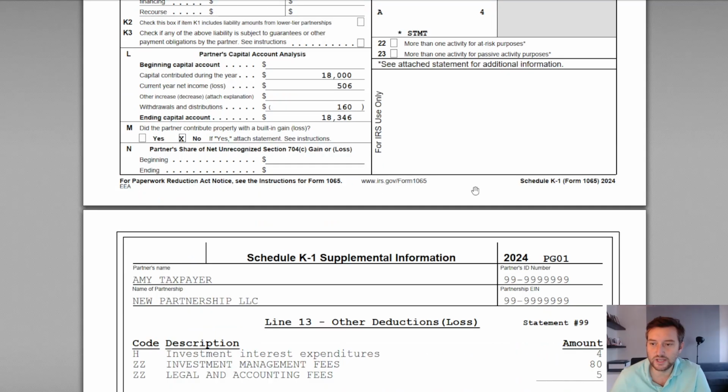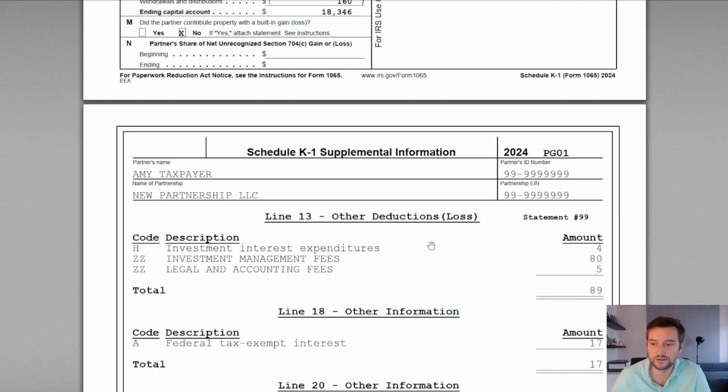So if we look at the statement here, line 13, other deductions, we can see a couple of entries. We've got a code 13H for investment interest expense, and code 13ZZ for investment management fees, legal and accounting fees. If we look at the investment interest expense first, we can see that's also $4 of investment interest being allocated to her. So where does that get reported?